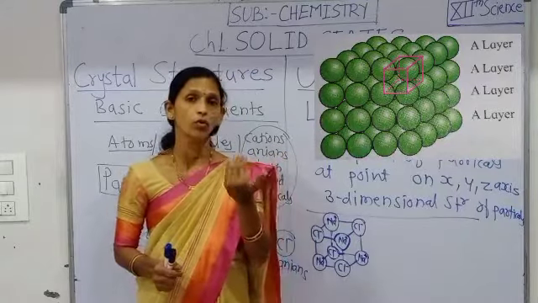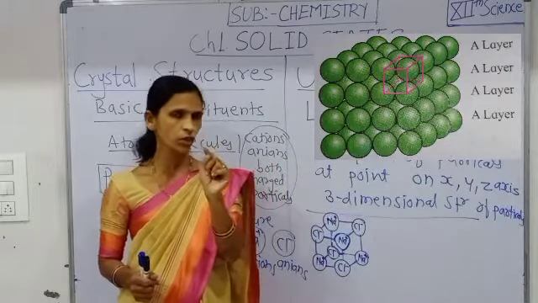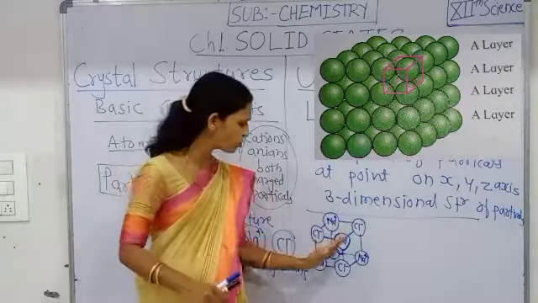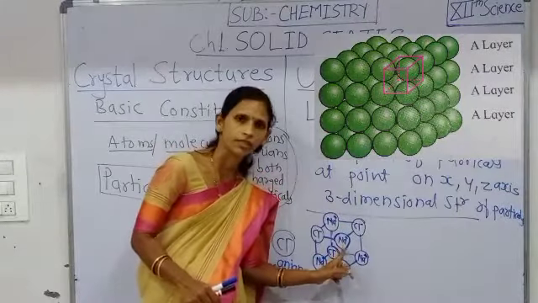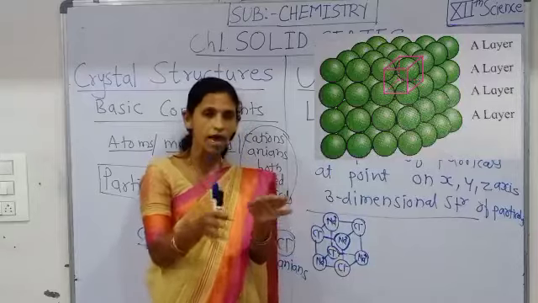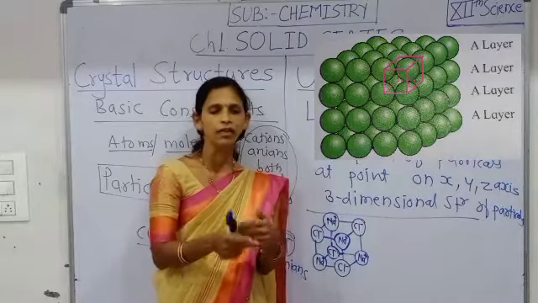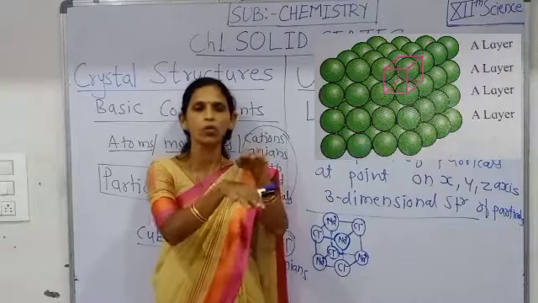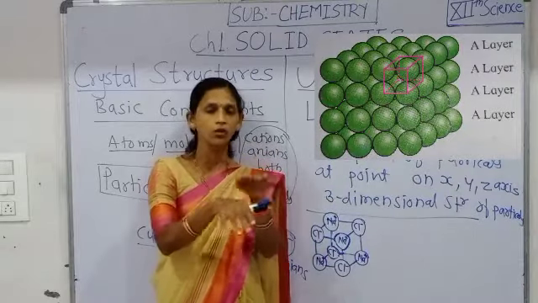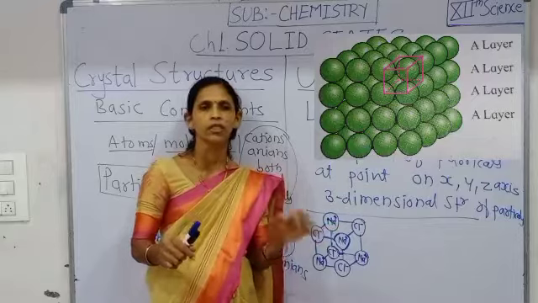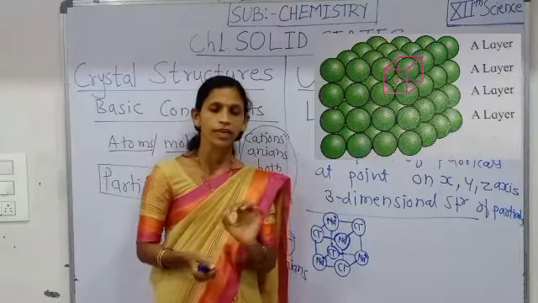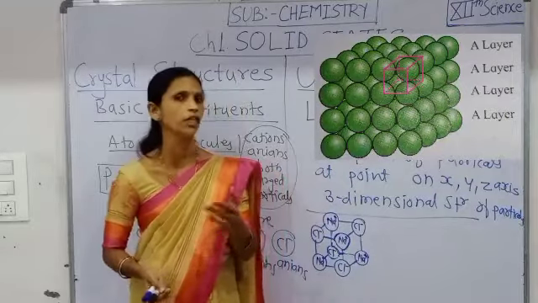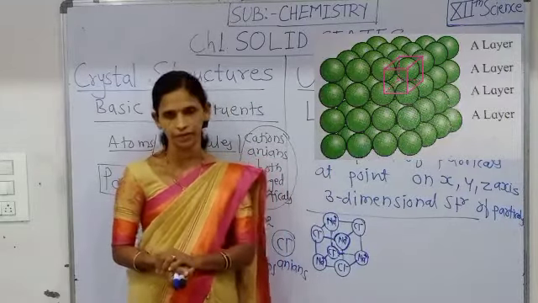Suppose we have taken 1 gram crystal of NaCl. That 1 gram crystal of NaCl consists of many unit cells which are arranged repeatedly and form the layers, as well as those layers are stacked above each other, and form the crystal structure. That crystal structure is known as space lattice, or it is also known as Bravais lattice.